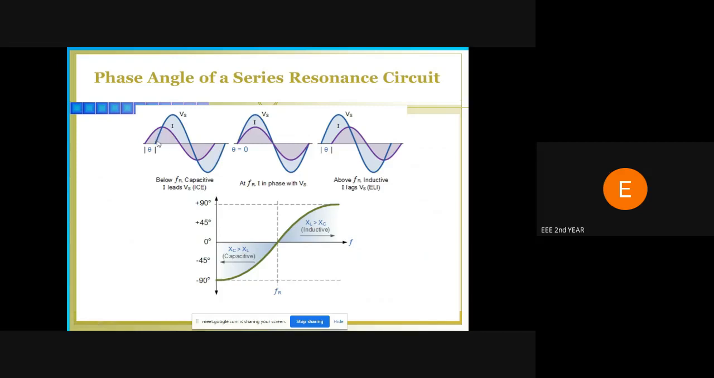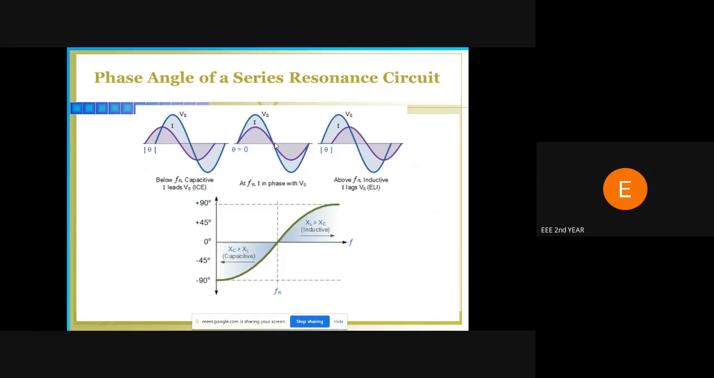So the voltage lags behind your current by 90 degrees, right? Lagging means it will be negative, so minus, it has a negative sign. Then both the voltage and current will be the same, both in phase at resonance.